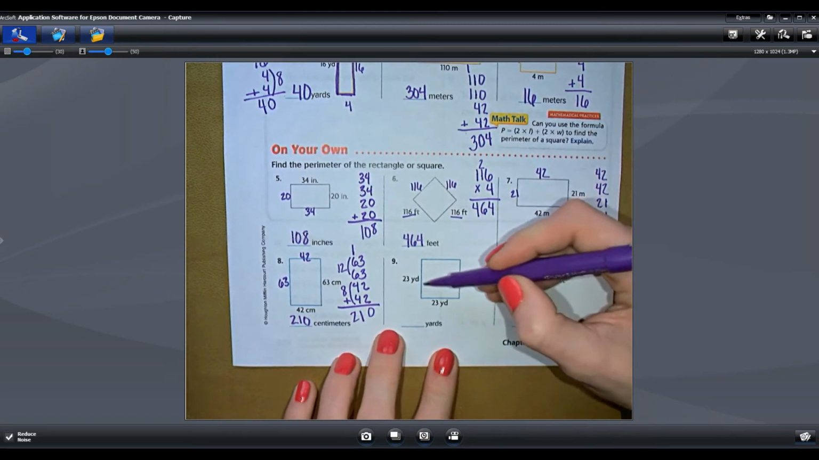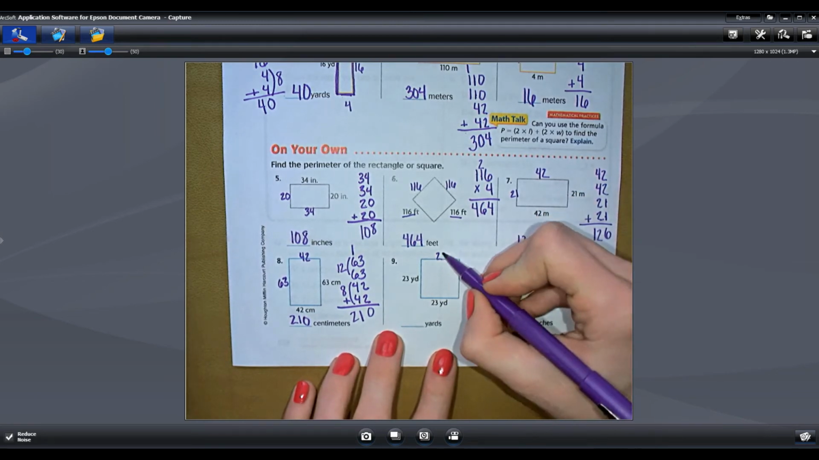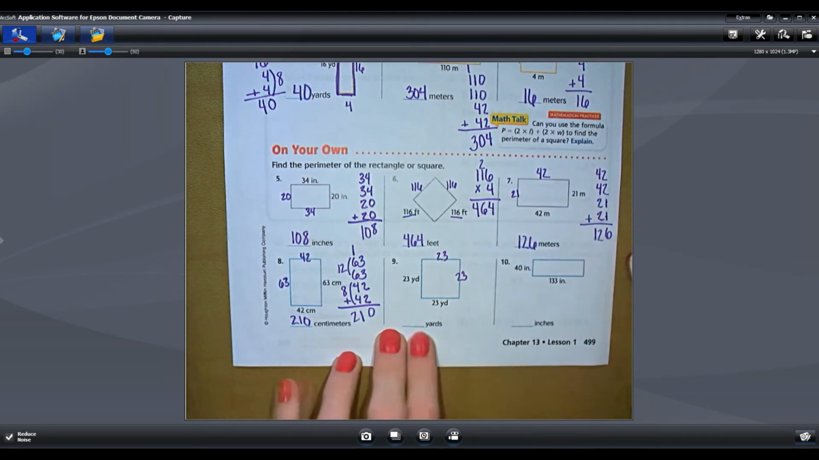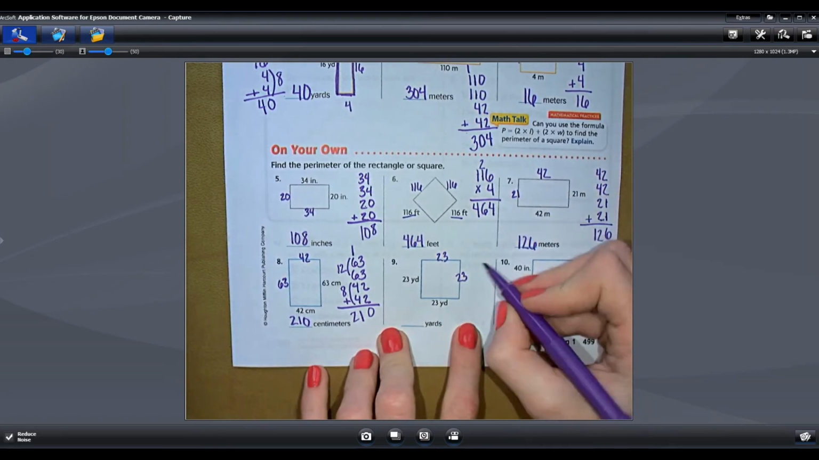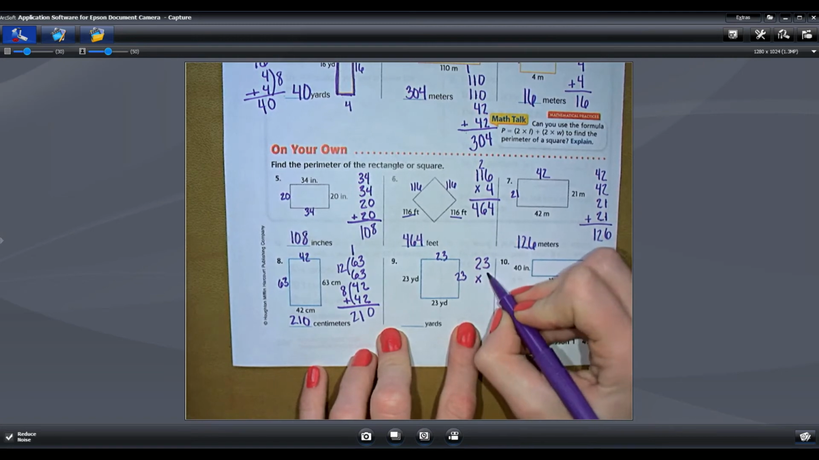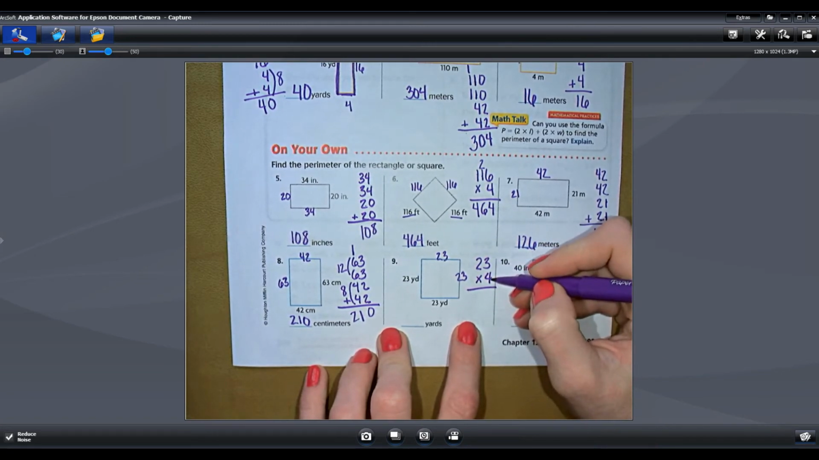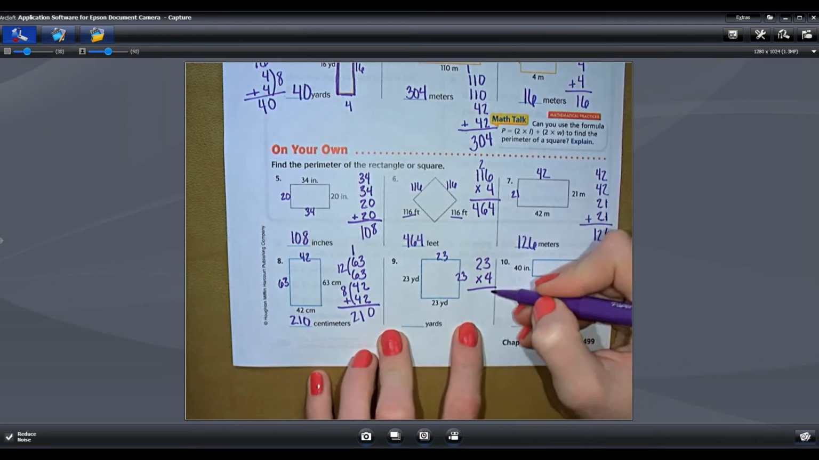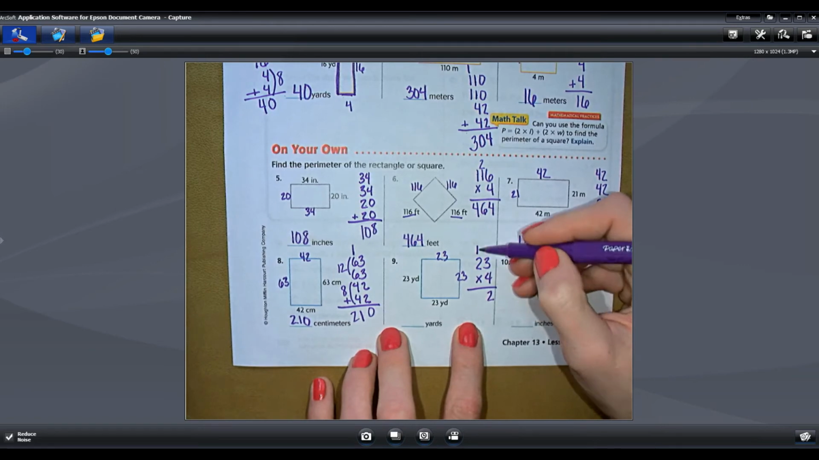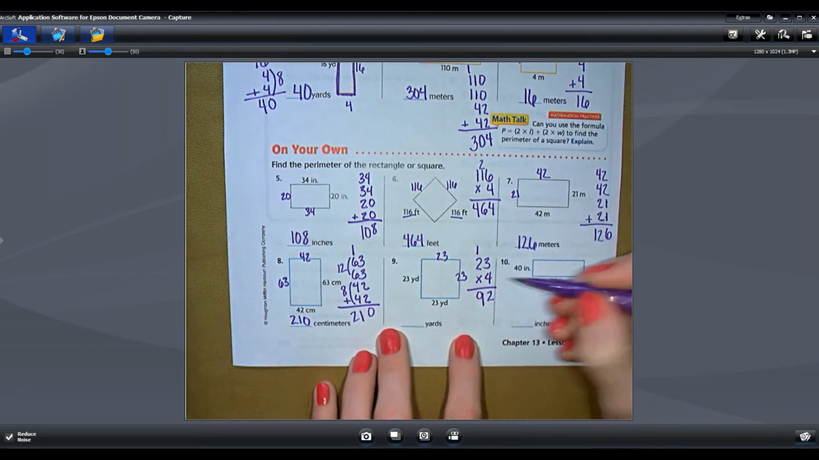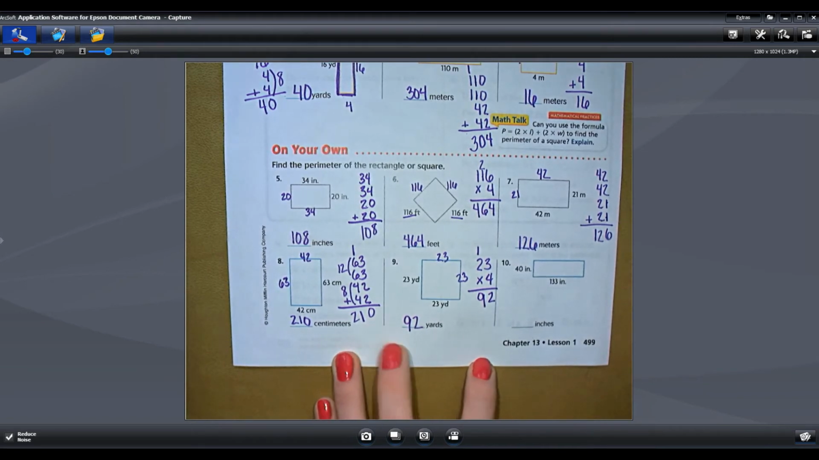Okay, length and width are the same. 23 yards and 23 yards. This is a 23. This is a 23. I wrote down the number 23. It's written down 4 times. So 23 times 4. That'll be quicker for most of you than adding it. You do what's best for you. 3 times 4 is 12. 2 stays, 1 goes up. 4 times 2 is 8. Plus 1 more is 9. 92 yards. Okay, you guys are doing great.